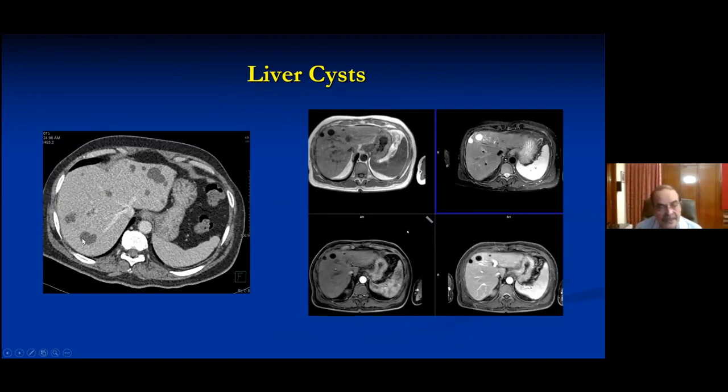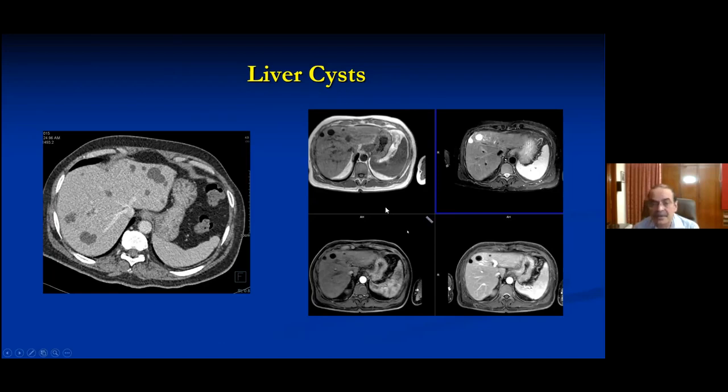This is the CT appearance. You have these multiple water density lesions. These are simple liver cysts which arise from the biliary endothelium. They are congenital lesions. They are usually well defined. They can be of different sizes, ranging from millimeters up to 20 centimeters. They usually do not show thick septations. They may show very fine, thin septations. They do not communicate with the biliary tree. If you see more than 10 such lesions in the liver, you have to think of the possibility of polycystic liver disease as well.